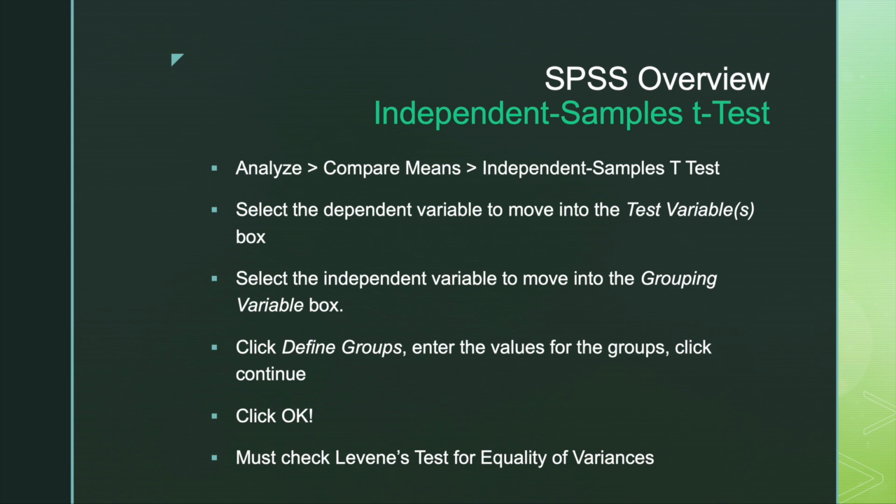Just a reminder of how to run that in SPSS. We go to Analyze, Compare Means, select the independent samples t-test, and then we move our dependent variable into the test variables, and our independent variable into the grouping variable box. We then have to define our grouping variables. Click OK. And we would have to check Levene's test for equality of variances to make sure that we're actually allowed to use this test.